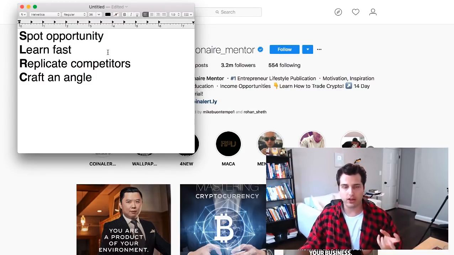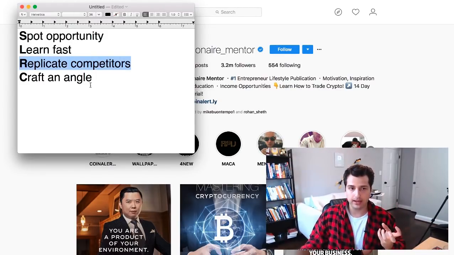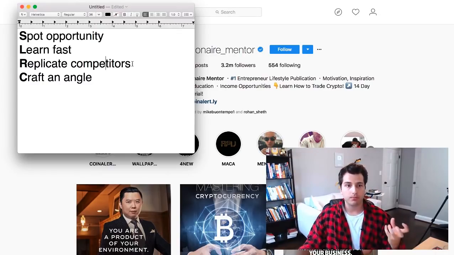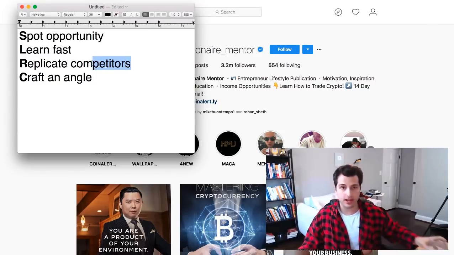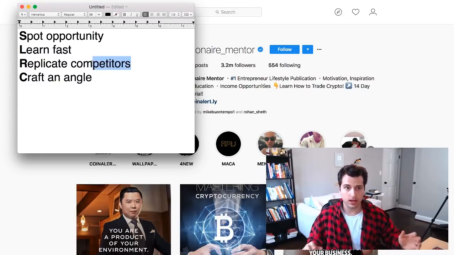The only way to validate that is to replicate and do stuff. Replicate your competitor, try to make it close to it, don't rip them, but see what's working for them, do something similar, and then see what happens. That's really the only way to tell. You can't really think your way to success.